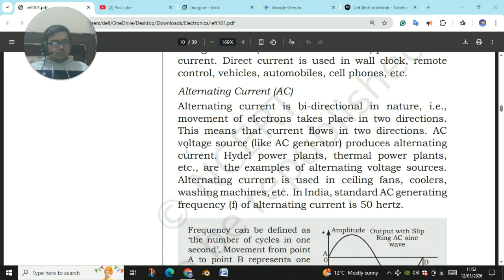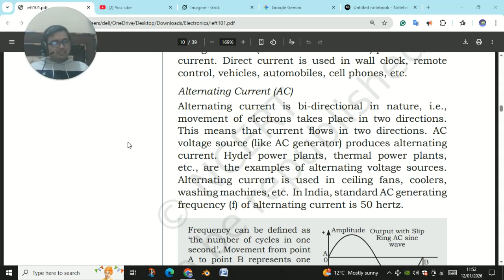Alternating current, AC. Alternating current is bidirectional in nature. Movement of electrons takes place in two directions. This means that current flows in two directions. AC voltage sources like AC generators produce alternating current. Hydel power plants, thermal power plants, etc. are examples of alternating voltage sources. Alternating current is used in ceiling fans, coolers, washing machines, etc.